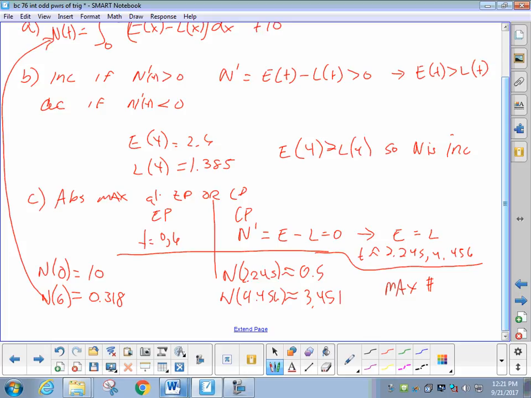The max number of people, does it say when is the max number or what is the max number? So the max number is 10, because that's the greatest of the candidates. 10 is greater than 3.451, greater than 0.5, right? Okay. Hold on. How about 18?